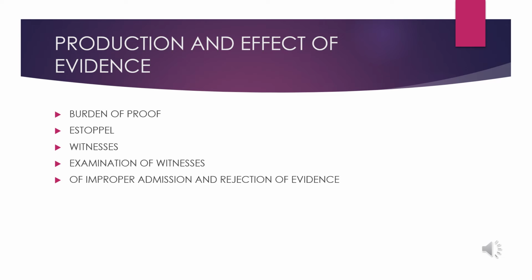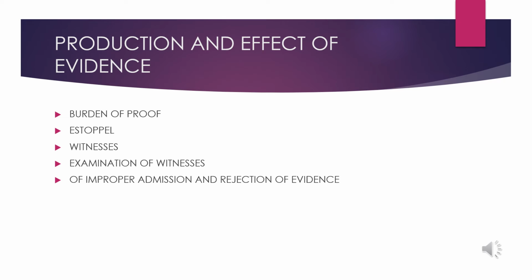Now the third part, production and effect of evidence. It has the following concepts: burden of proof, estoppel, witnesses, examination of witnesses, and improper admission and rejection of evidence. The first thing I have already said: who is bound to prove the fact? Burden of proof. If I am going to assert the fact, I am bound to prove the fact. If someone is negating the fact, he has to prove that the fact is untrue. So this is the burden of proof.